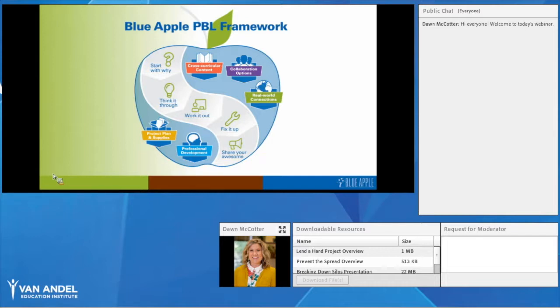And then finally, they're presenting to a real audience and sharing their awesome. And so if we focus on that cross-curricular piece of that framework, I'm going to take you through, again, two projects, so I can kind of see how we connected the content to it.